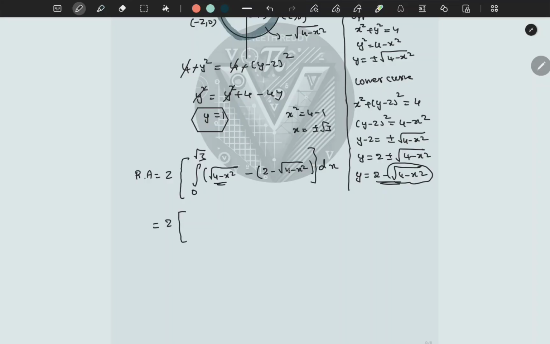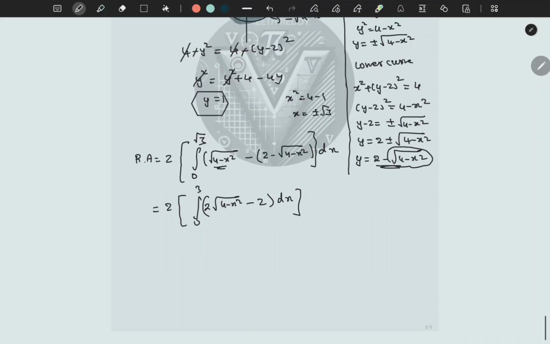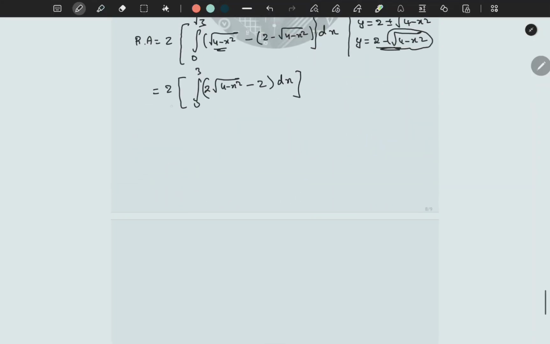So we will be getting now this plus this, will be integral 0 to 3, 2 times under root 4 minus x square minus 2 dx. We can take this 2 common and send it outside, so we get 4 times integral 0 to 3. This should be root 3, I'm sorry, this should be under root 4 minus x square minus 1 dx. Now we have to simply integrate this.